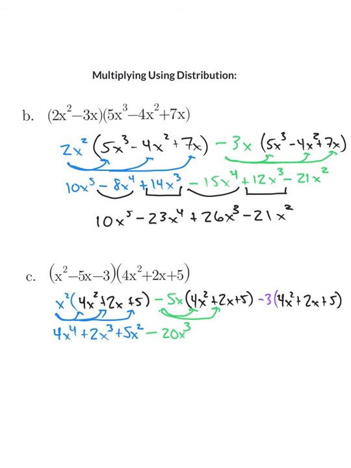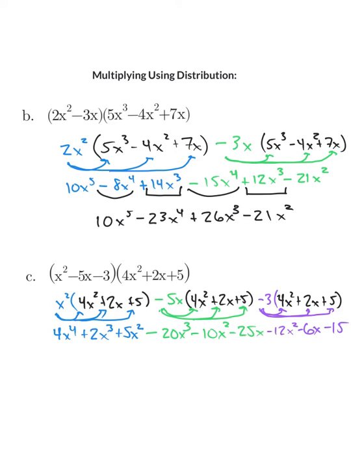Negative 5x times 2x is minus 10x squared. And negative 5x times 5 is minus 25x. And finally, for the last one, we get negative 3 times 4x squared is minus 12x squared. Negative 3 times 2x is negative 6x. And negative 3 times 5 is minus 15.